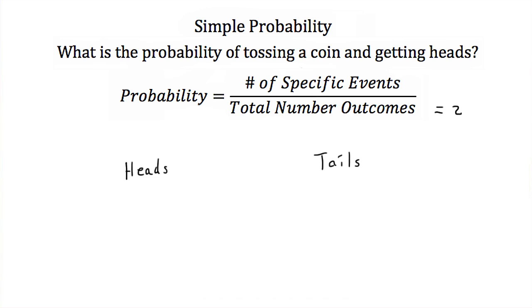Now the number of specific events, this is the number of ways we can get the result we're looking for. And the result we're looking for is getting heads. Well, there's only one way that can happen. That's when the coin lands heads up. So there's only one way that can happen, then our numerator would be 1. So our probability then, that's equal to 1 over 2, or it's usually expressed as 0.5. We got a 50% chance of tossing a coin and getting heads.